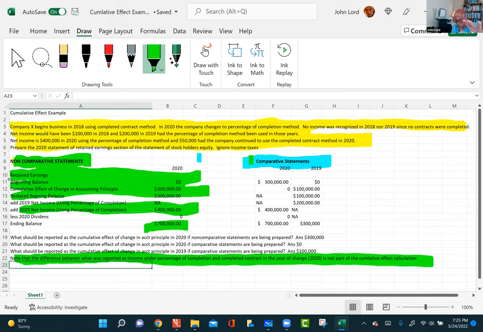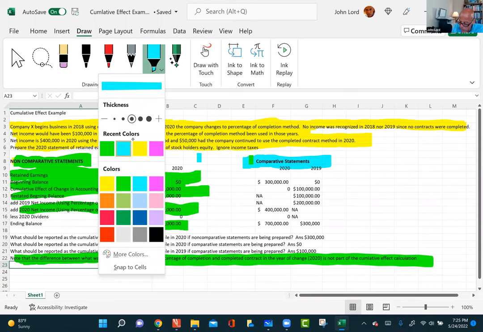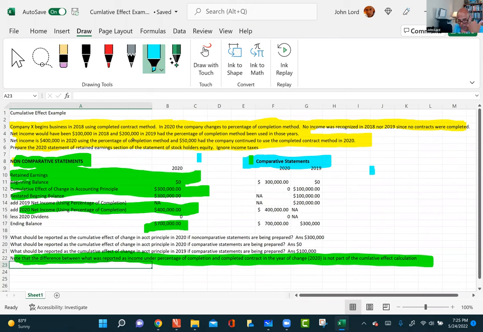Question. Okay, when we are talking about comparative statements, the only change now is that we have to make the cumulative effect calculation only on the earliest period presented. So now 2019 is the earliest period presented. The beginning balance of the 2019 retained earnings was zero because we hadn't taken any income in 2018. Then we would have looked at what our income would have been in 2018 had we used the percentage of completion. And it would have been 100,000. That's the cumulative effect.